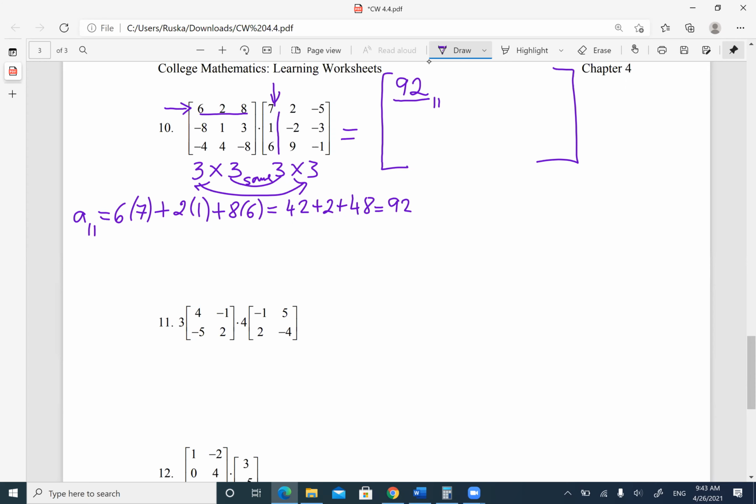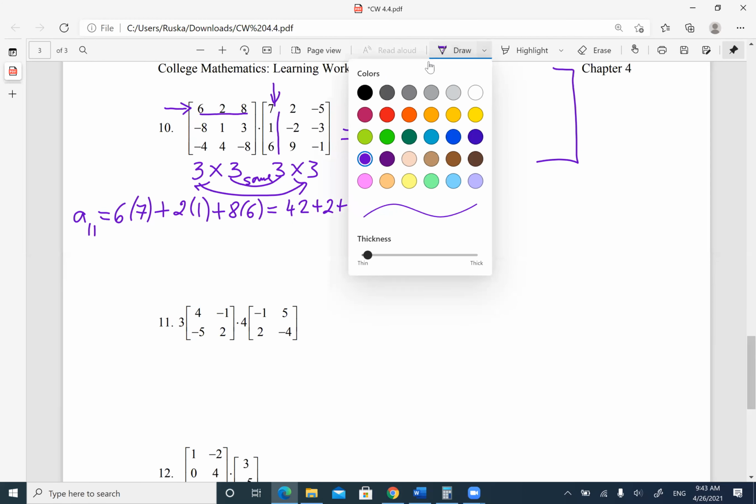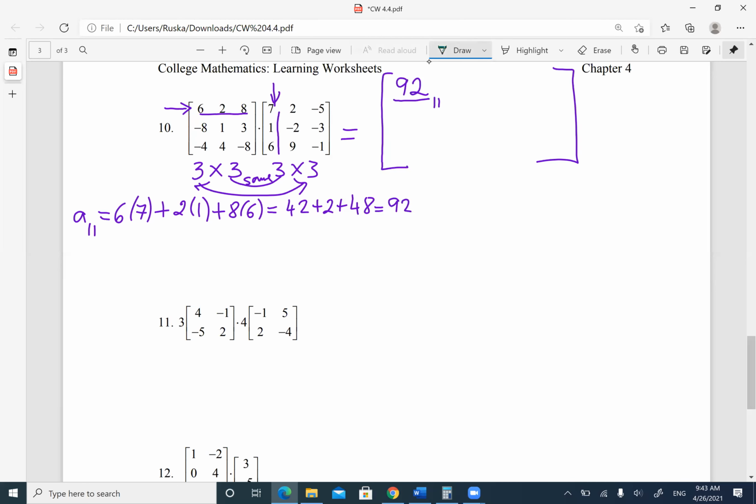Okay, so that's the first number. Let's go ahead and do the next one. Usually I'm just doing row by row. So I'm going to do this number, which is first row and second column. So the element first row and second column is going to be when I multiply again the first row, and now I'm going through the second column.